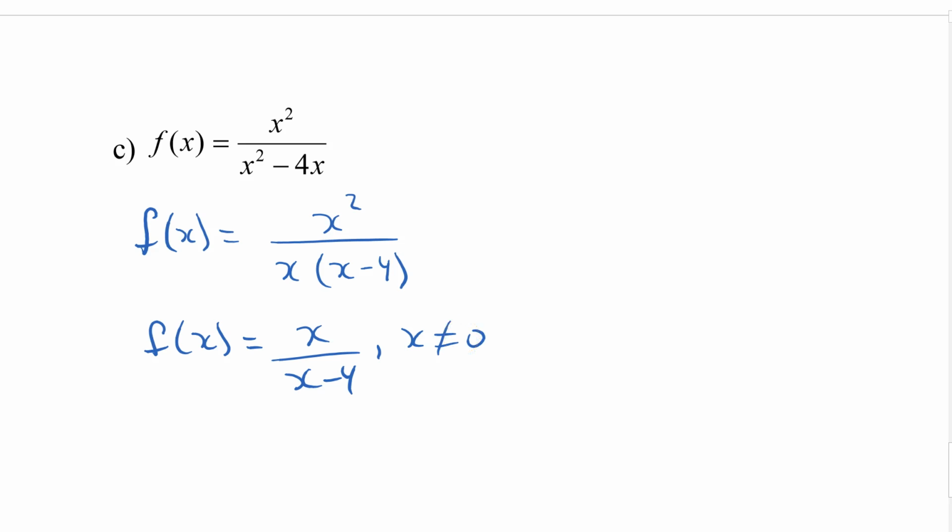So this is what it's going to look like. I'm going to have a hole at 0. Now my x value is 0, and I have to figure out what my y value is. So just look at this. If I put in a 0 for x, I get 0 divided by negative 4, which is going to be equal to 0. So I'm going to have a hole at the origin.